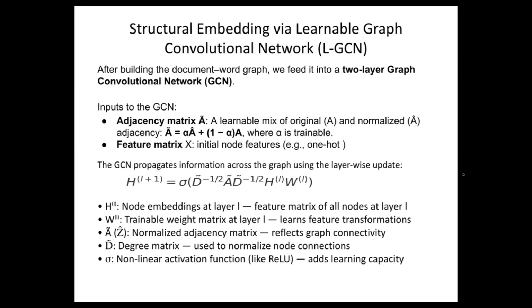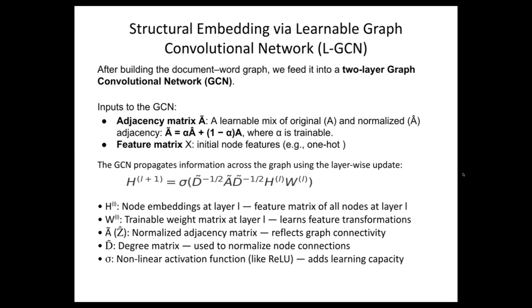So in our model, we used a variant, a learnable GCN. Here, instead of a fixed adjacency matrix, we learn the adjacency matrix, and we introduce a trainable parameter alpha that mixes the original matrix A and the normalized counterpart A hat. This gives the model the flexibility to learn how much it wants to rely on raw structure versus normalized structure, allowing better adaptability across datasets. So this A matrix will adapt according to the dataset and during the training.